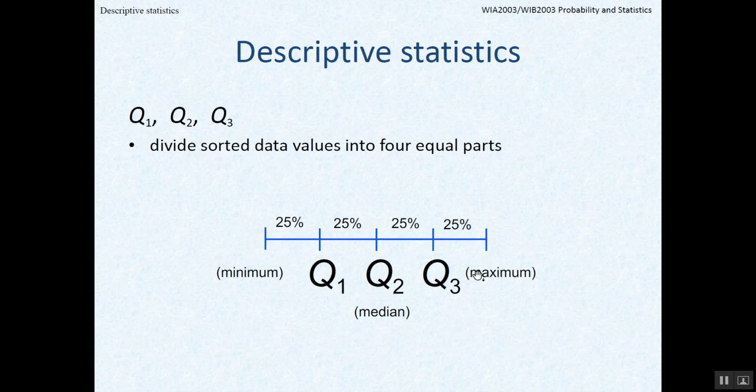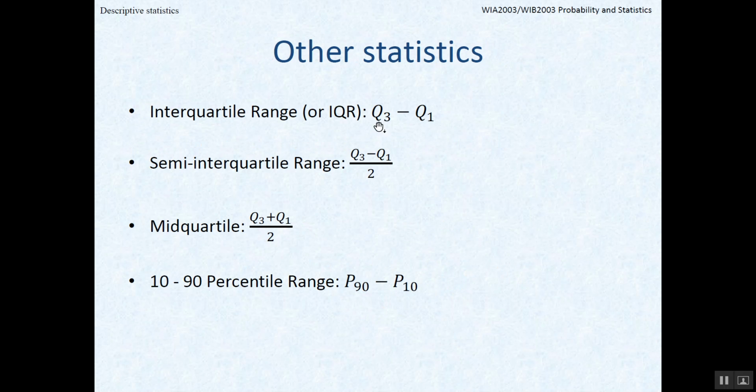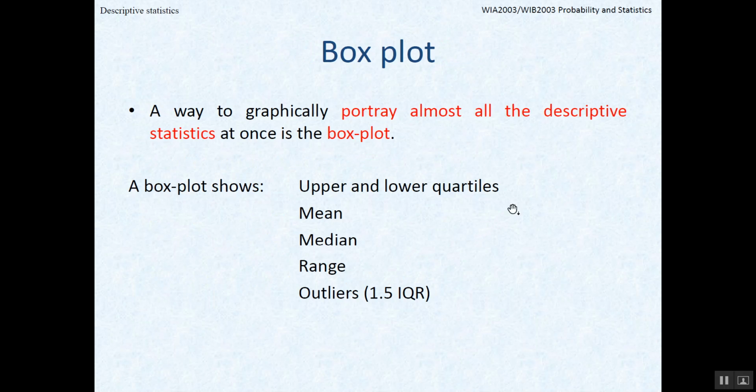What you need to know is what the interquartile range is. Interquartile range is basically Q3 minus Q1, that means quartile 3 minus Q1. Semi-interquartile range is Q3 minus Q1, divided by 2. So there are some of these definitions that you need to know.